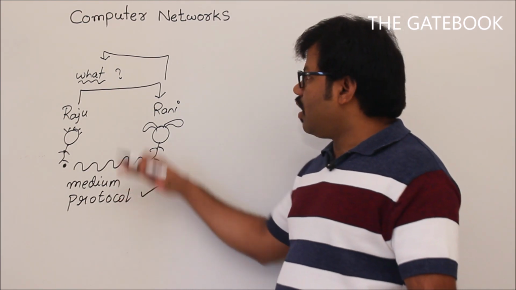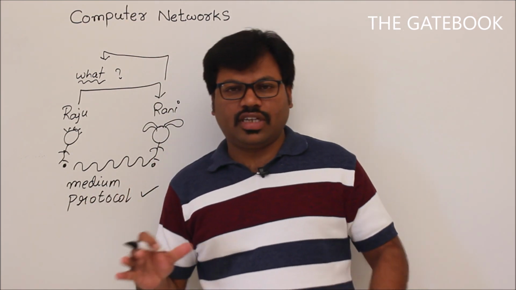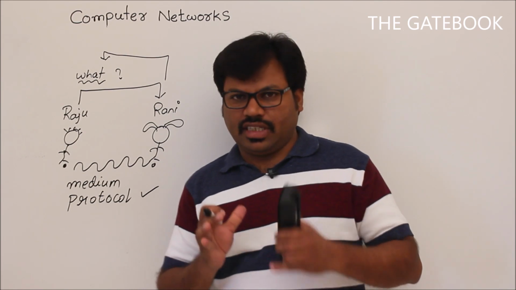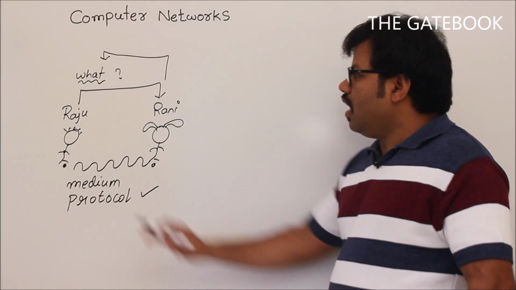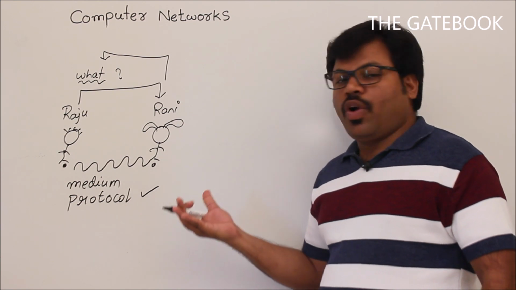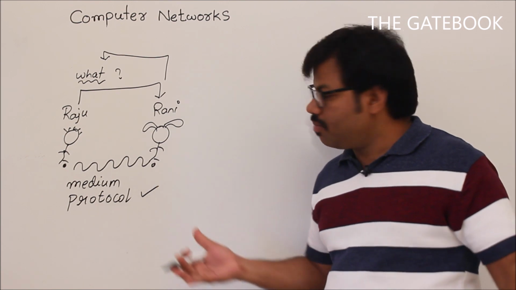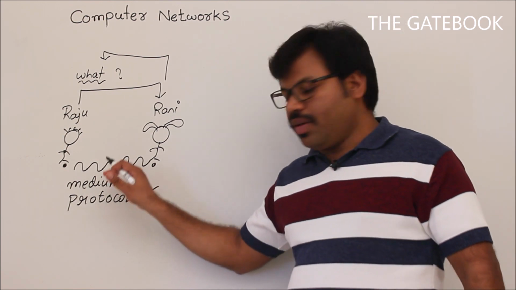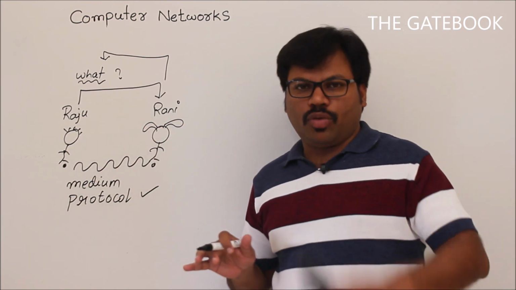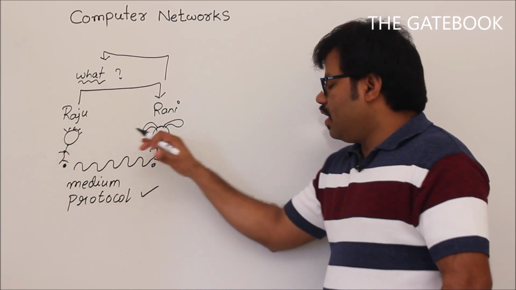So that is the heart of the computer networks, protocols. We are going to study hundreds of protocols in the entire computer networks. We will see that. So now let me summarize. When Raju and Rani communicate, we require some important things like sender and receiver, which I don't want to discuss because it's obvious, right? Apart from that, you require medium and protocols. Let's study about protocols.